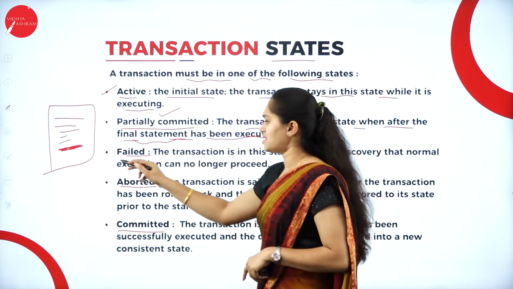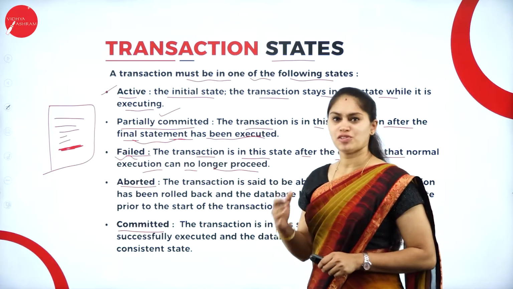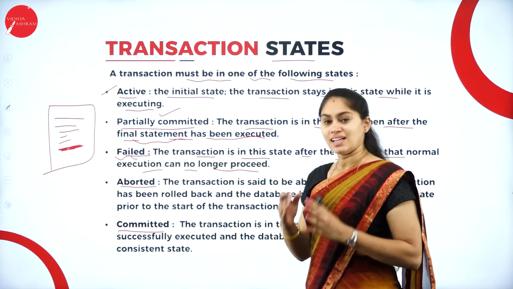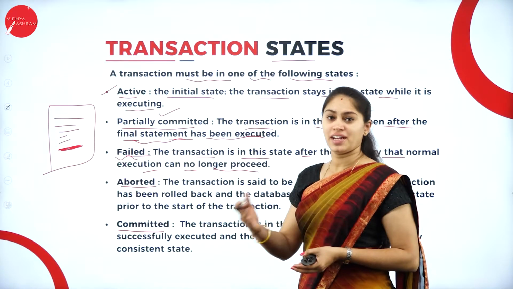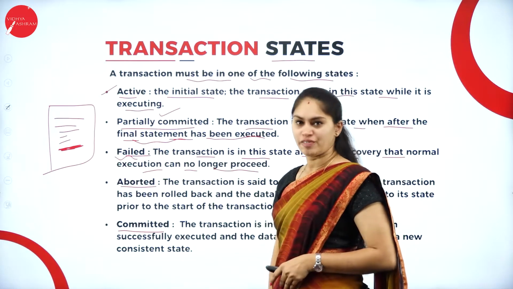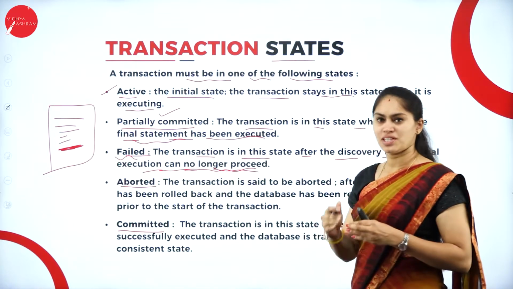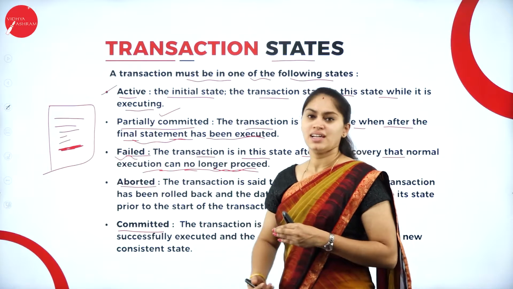So next, what is this? Failed. This failed state can occur in any of the situations, when an unsuccessful transaction comes out of that particular transaction, it will be considered as what? Failed state, so that normal execution can no longer proceed. I can't go further for my transaction.